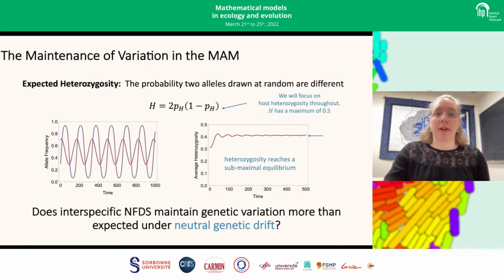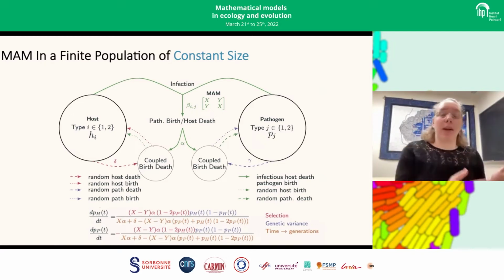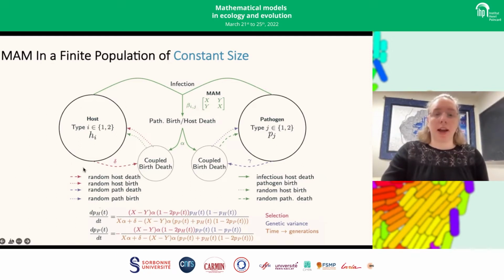All right, so to study this, we need to build a model of matching alleles coevolution that is in a finite population, so that it has genetic drift in it that we can compare to a model of genetic drift in the absence of the matching alleles model. So in order to do this, we have a host population and a parasite population, and then we build a Moran model so that every birth event corresponds to a death event and vice versa. So we have three different processes that create birth and death events.